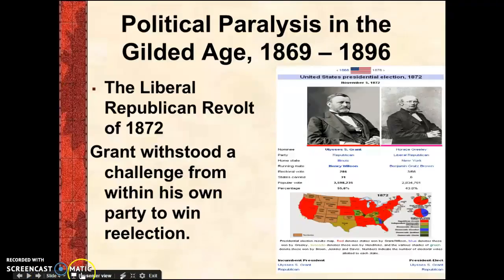Next slide. The next section is entitled The Liberal Republican Revolt of 1872. President Grant withstood a challenge from within his own party to win re-election. This is kind of an interesting election. A group of Republicans split away from Grant's faction and ran separately. The Democrats threw their support behind this candidate named Horace Greeley, but it didn't matter. Grant won a decisive victory and was reelected in spite of the scandal and so forth.